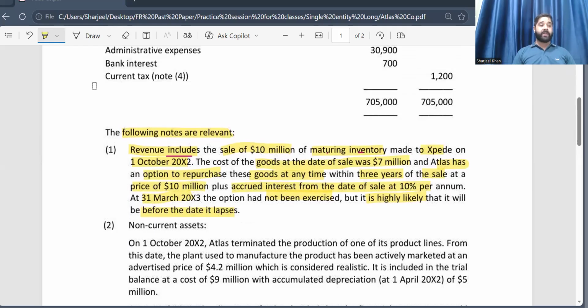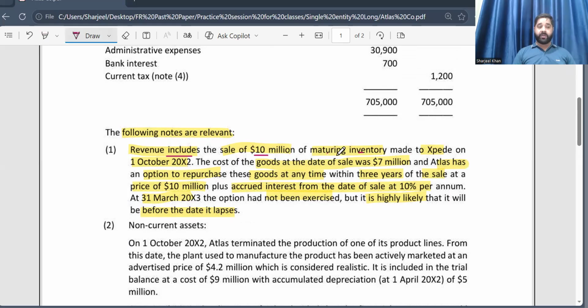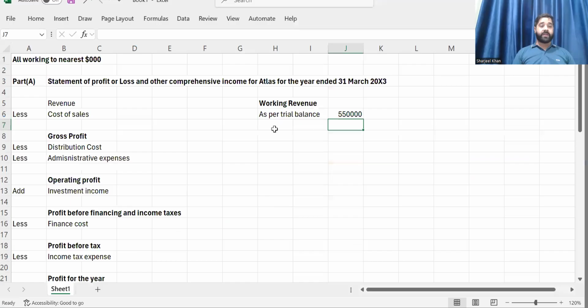So let's make the adjustment, starting from the revenue figure. Revenue includes the sale of 10 million of maturing inventory, which is wrong. It means that the revenue is overstated because it is a maturing inventory. Maturing inventory is used in a repurchase agreement. In a repurchase agreement, no control is transferred, no performance obligation is satisfied. So a company cannot recognize the revenue on the sale of maturing inventory. Because of this, the revenue is overstated. We have to reduce the revenue.